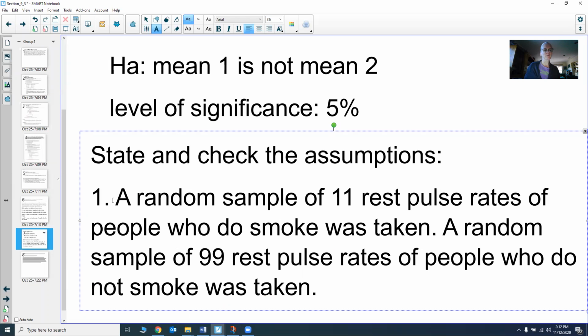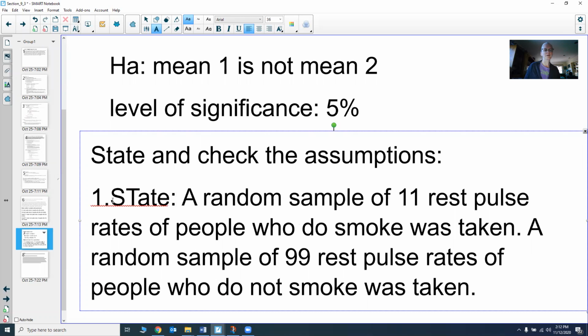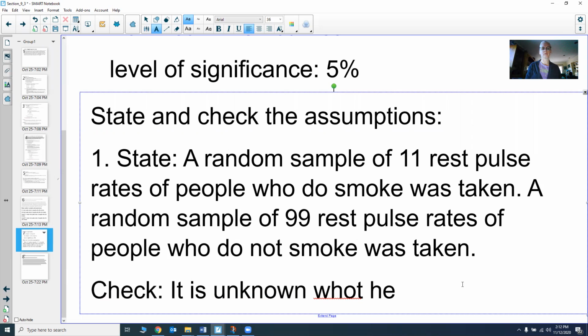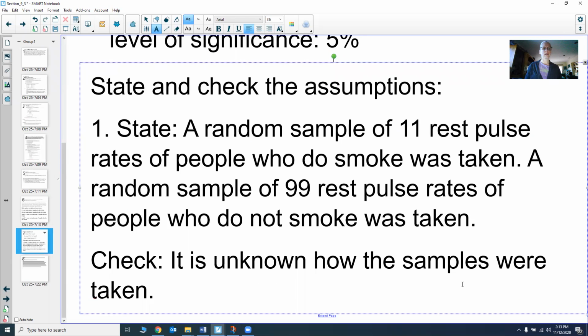So I like to put in the word state here. This is where I state it. Again, this is what's supposed to happen. Doesn't mean it did. It's just what's supposed to happen. In this case, when I go to check it, I have no idea. So I don't know, so this assumption may not be true.